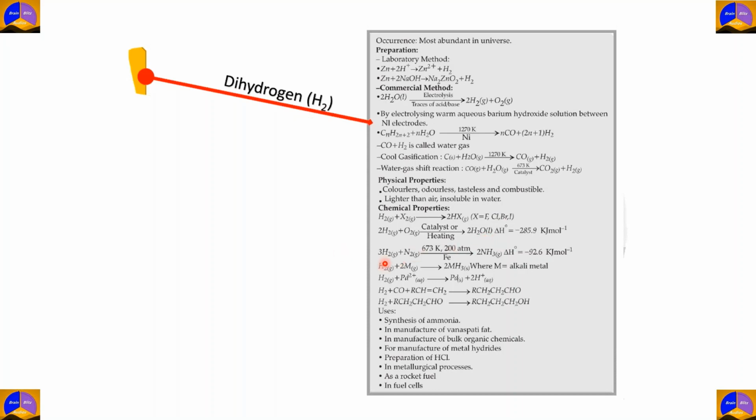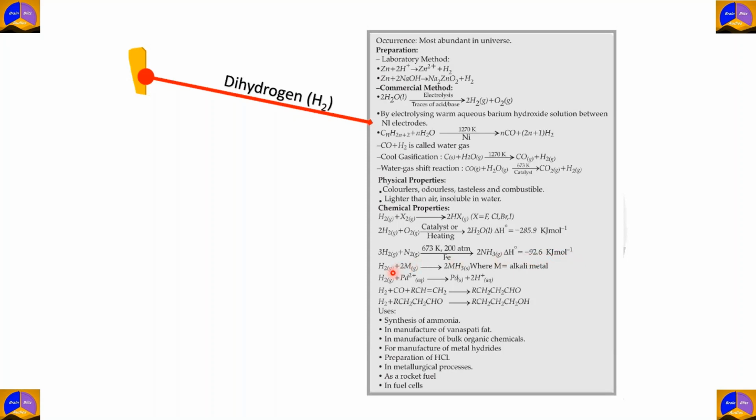Now the next reaction is the formation of ammonia. 3H2 plus N2. Now 3 molecules of dihydrogen and 1 molecule of dinitrogen under 633 degrees Kelvin, 200 atm of pressure, and iron as a catalyst give you 2 molecules of ammonia, which is NH3. Again, we have the enthalpy of this reaction. The enthalpy here is minus 92.6 kilojoule per mole.